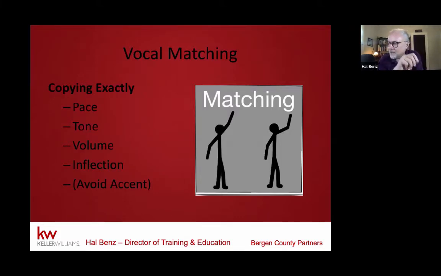People who are highly susceptible to mirroring and matching naturally will sometimes begin to mimic accent, but be careful because it can sound like you're making fun of folks. And that is not a good matching, a bonding experience. We're going to practice mirroring and matching vocal today, right?